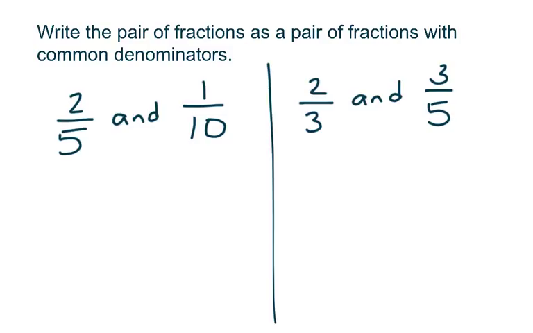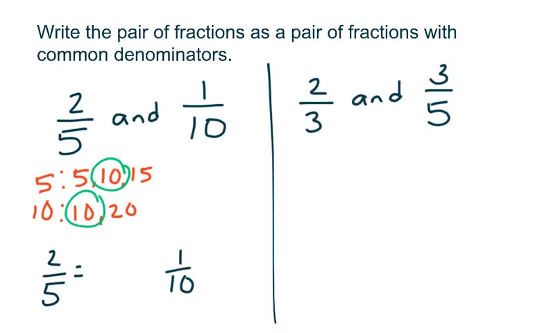I'd like you to go ahead and do the same thing for these next 2 problems here. So we have 2/5 and 1/10. Go ahead and find their common denominator, and then write them as a pair of fractions with new common denominator. And do the same for 2/3 and 3/5. Those are 2 separate problems.